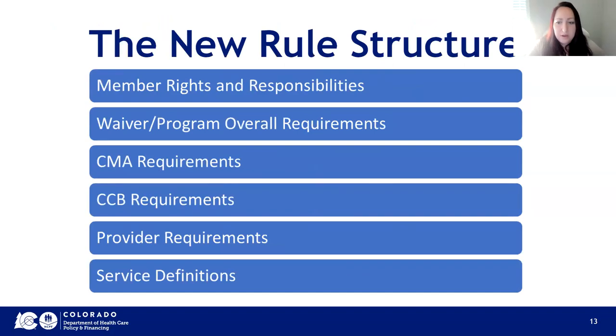So here's the way that we have our new structure laid out that we have been going through. We have already gotten through stakeholder engagement on the member rights, our waivers, our case management agency requirements, our community center board requirements, provider, and now we are at our services. Next slide, please.